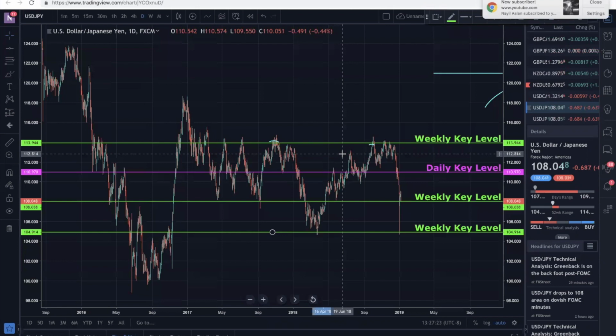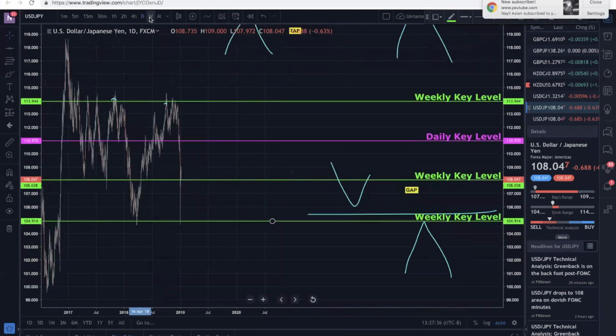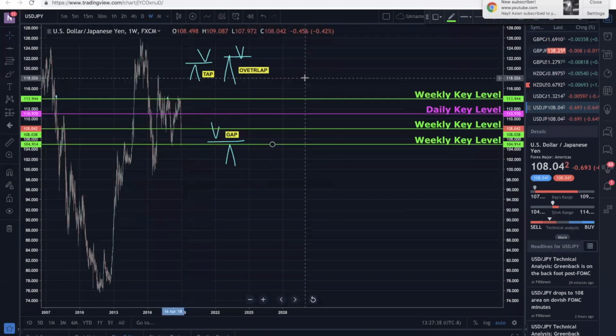Okay, so now we move into the next step, which is, what do we do at these key levels? What does this mean for us trading? Now, to understand how to trade these levels, you need to understand market structure. So I'm gonna do a recap on that quickly, okay? So we have our weekly and daily key levels. I'm gonna do this and mark market structure and put these concepts together.